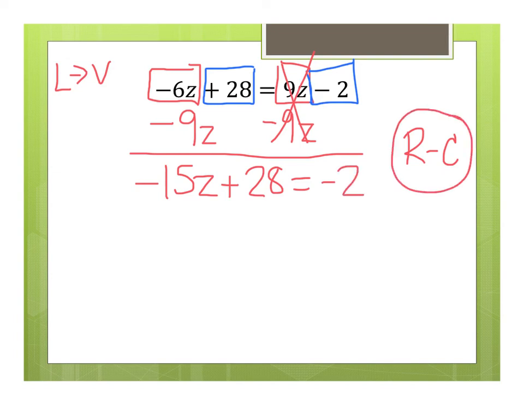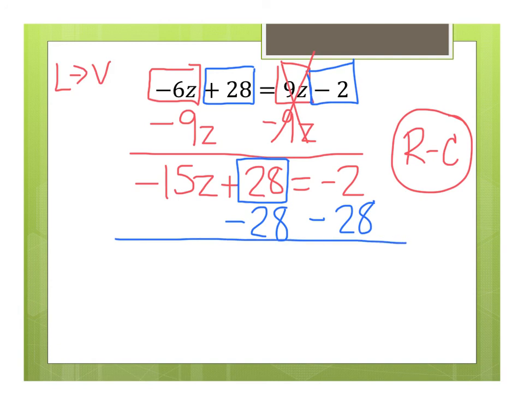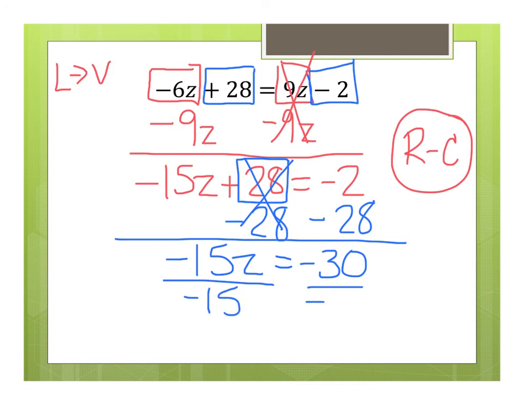Now remember, our right side is for our constants, so now we've got to get our constants over to the right. So here we have 28 that needs to be moved. Since it's a positive 28, we're going to subtract 28 from both sides. So now we have a negative 15z, that becomes 0, equals a negative 2 plus a negative 28 gives us a negative 30. Now we divide by negative 15 on both sides. So now z equals a negative 30 divided by a negative 15, which is a positive 2.